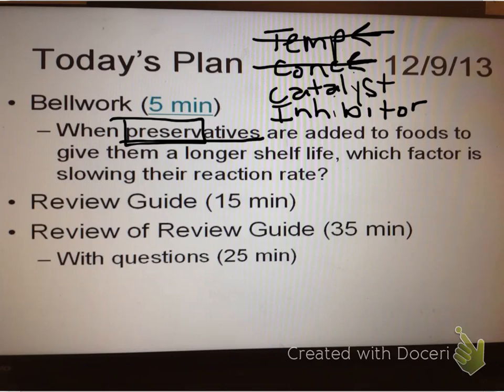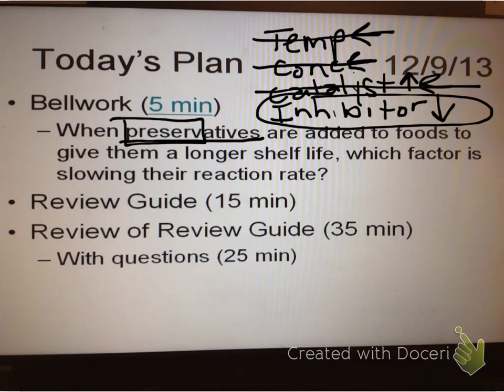Now, catalysts and inhibitors are something that are added to a reaction to either, in a catalyst, speed it up, or with an inhibitor, slow it down. So in the case of preservatives, we're trying to slow down the decomposition of the food. If we were to add a catalyst, that would speed up the decomposition, so it would actually give it a shorter shelf life. So in the case of this problem, we are adding an inhibitor. So preservatives are inhibitors. They inhibit the breakdown of food and therefore give them longer shelf lives.